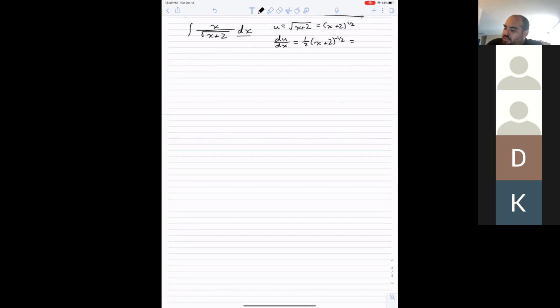All right, so let's just rewrite one more time. That would give me 1 over 2 radical x plus 2, which is equal to 1 over 2u. So I have du dx equals 1 over 2u, which means if I cross multiply, I'll get dx equals 2u du. Does it make sense how I built all those pieces up?